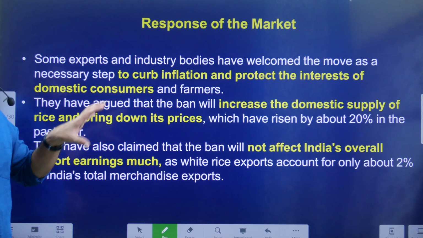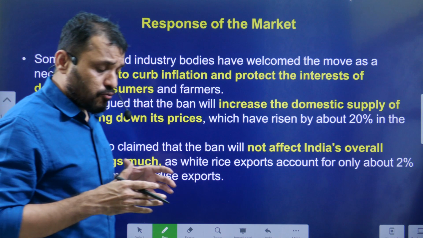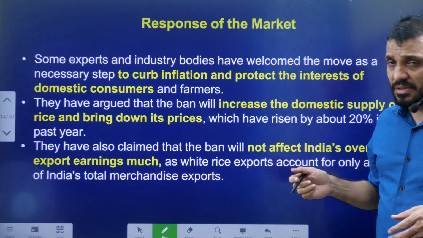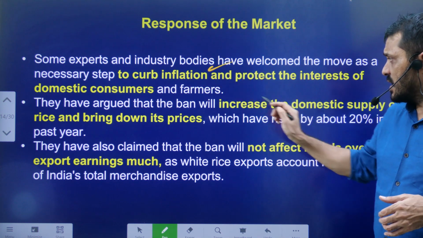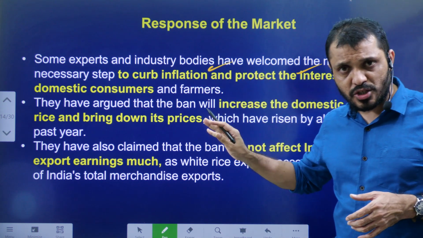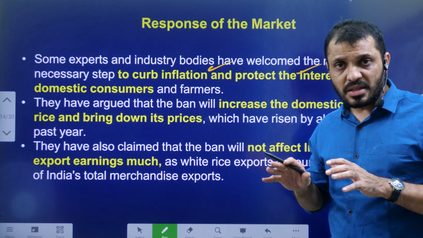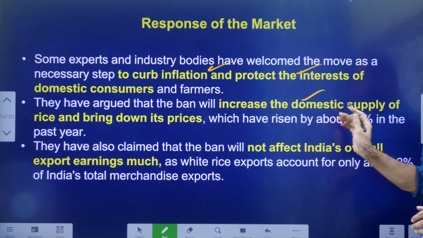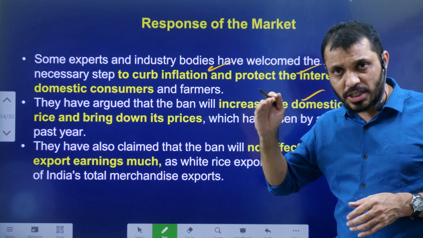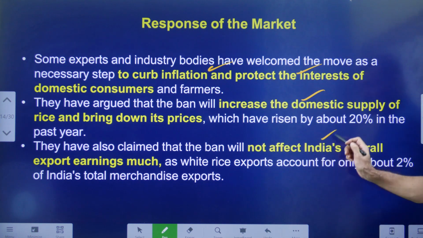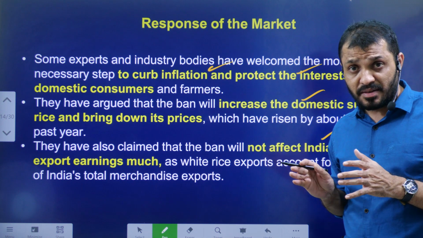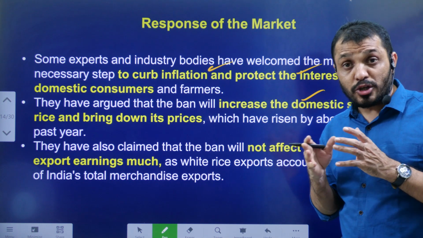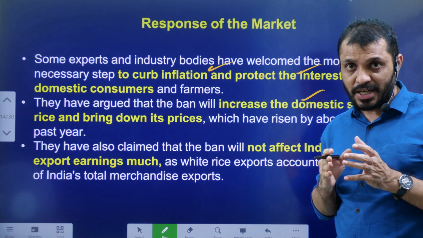Response of the market: how has the market reacted? Of course, the market reacted in both a positive as well as a negative way. In terms of positive, to control the inflation and to protect the interest of domestic consumers, there is nothing wrong with the government going for this kind of initiative. Positive one, it will increase the domestic supply so that inflation will be controlled. Third point, it will not affect India's trade because the trade value of rice is not more than 2% of the entire trade volume of India.